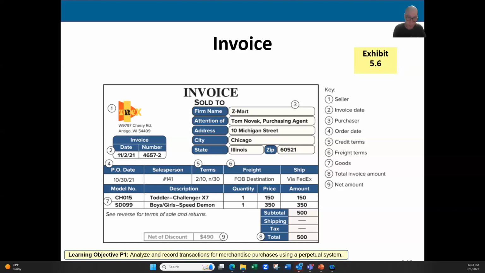Number 7 lists out the products being purchased, the quantity, the price of each product, and then the total amounts. And then, of course, if there's any shipping charges or taxes, whatever. And then, of course, the total amount. And then you'll see in the lighter print toward the bottom, it says net of discount, $490. What that means is if I pay within the first 10 days, I'll pay $490, not $500, because I'm getting that 2% discount. $490 is obviously minus the 2%.